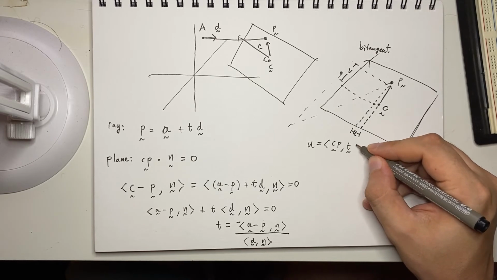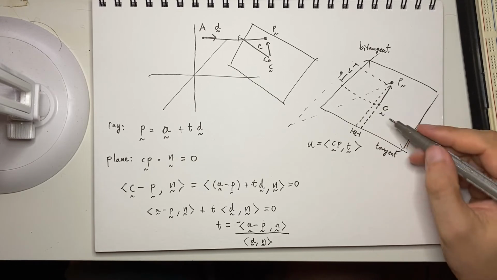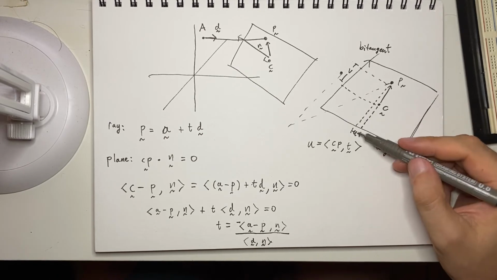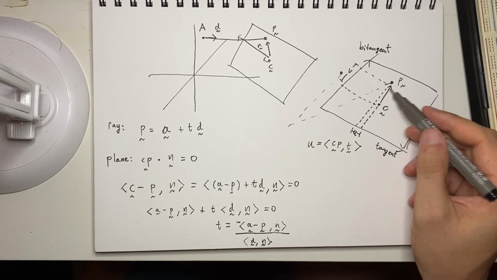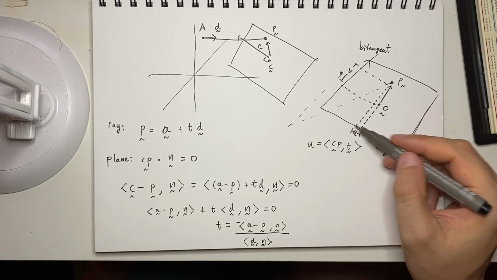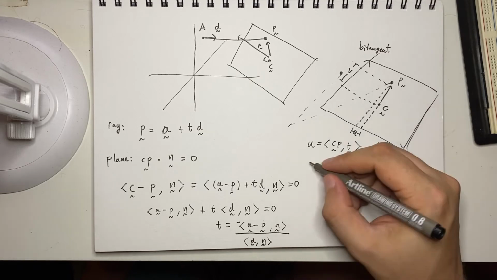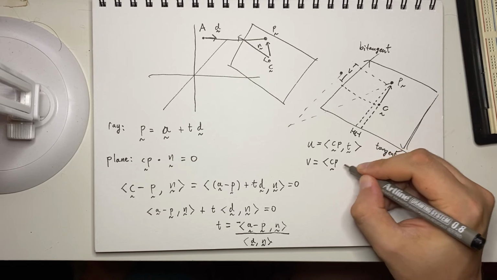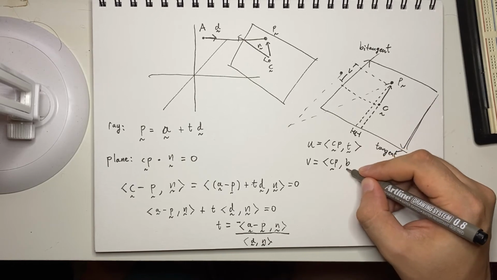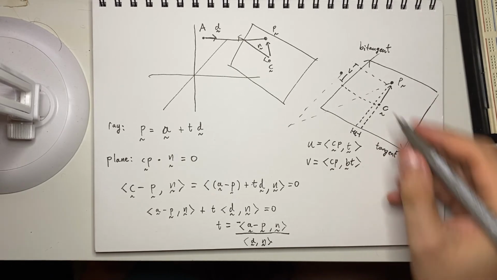And that will indicate how long the component of this vector, which is parallel with the tangent, is, basically. And same sort of thing for V. So we take CP and dot product with the bitangent. That will give us the range V.